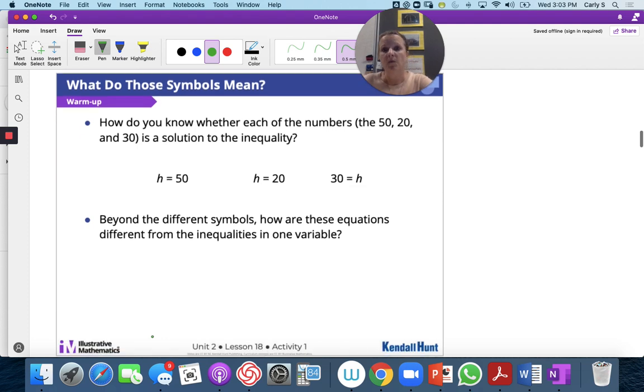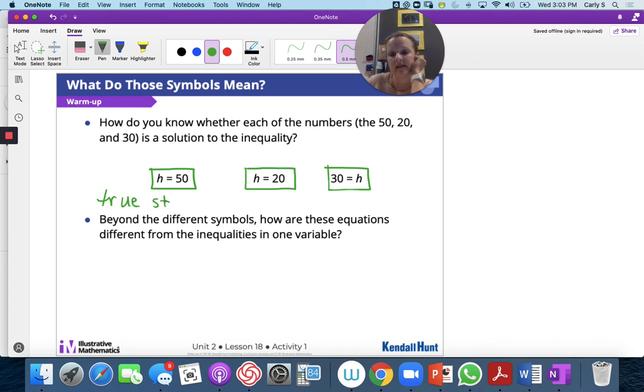All right, continuing our warm-up. How do you know whether each of the numbers, the 50, 20, and 30, is a solution to the inequality? Okay, we substitute H equals each one of these things and read. Does it make a true statement?